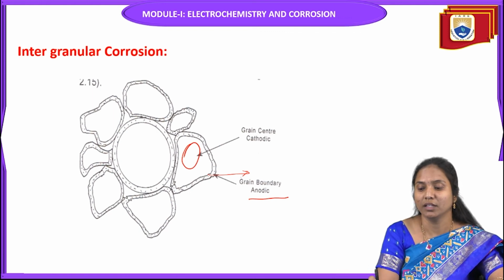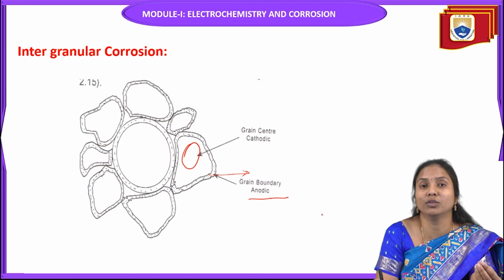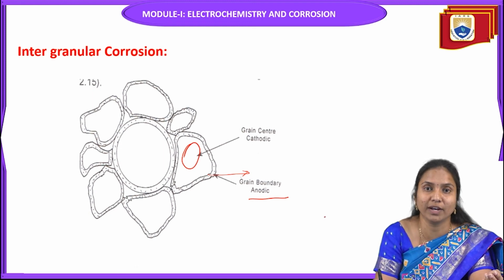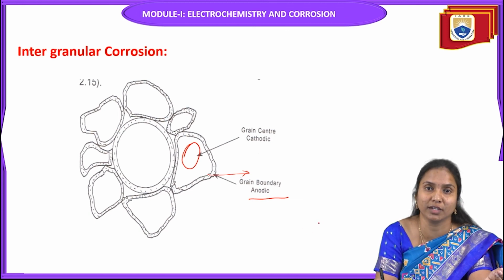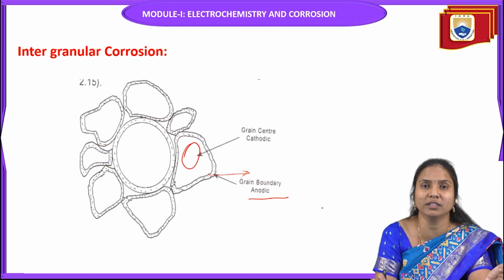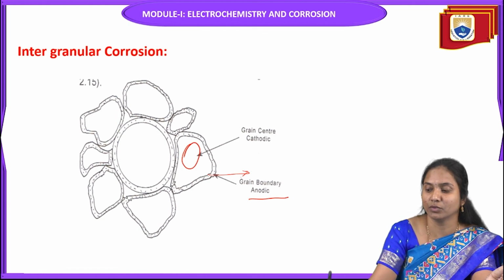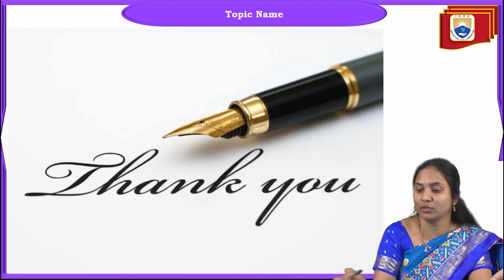So in this class, we discussed what wet corrosion is, how electrons are consumed by evolution of hydrogen and absorption of oxygen, how many types of wet corrosion there are, and how to protect the metal from this corrosion. These are the topics we discussed today.